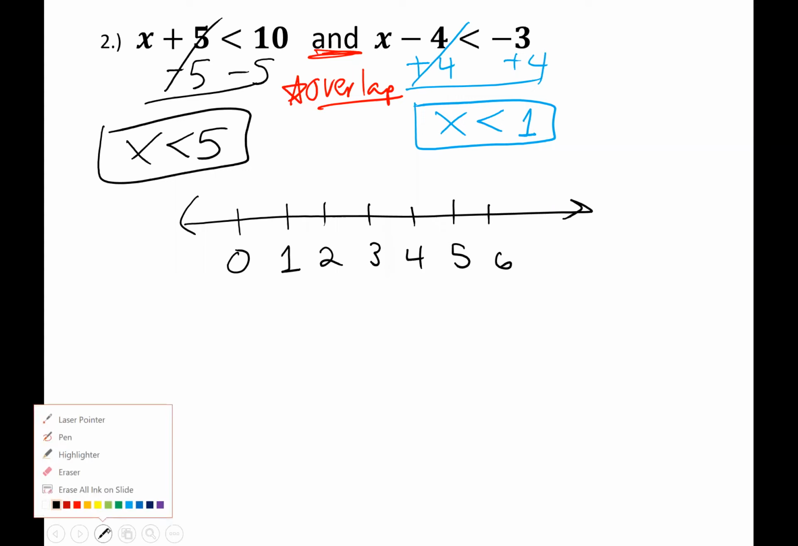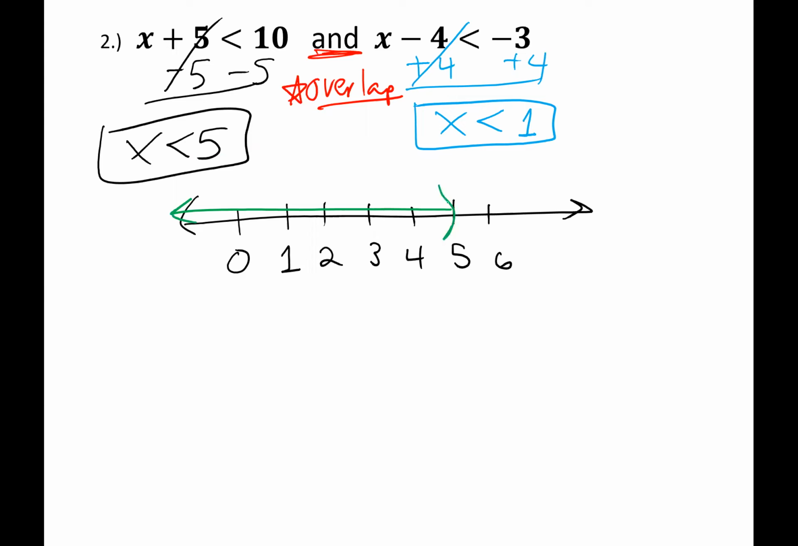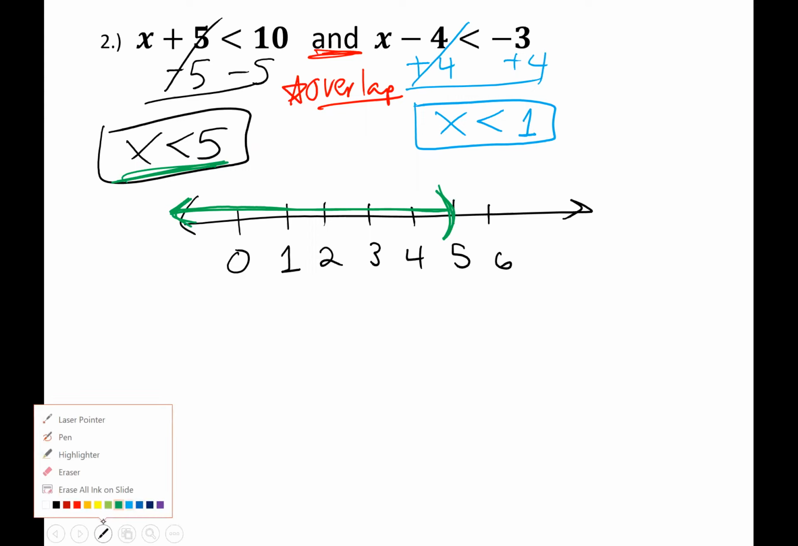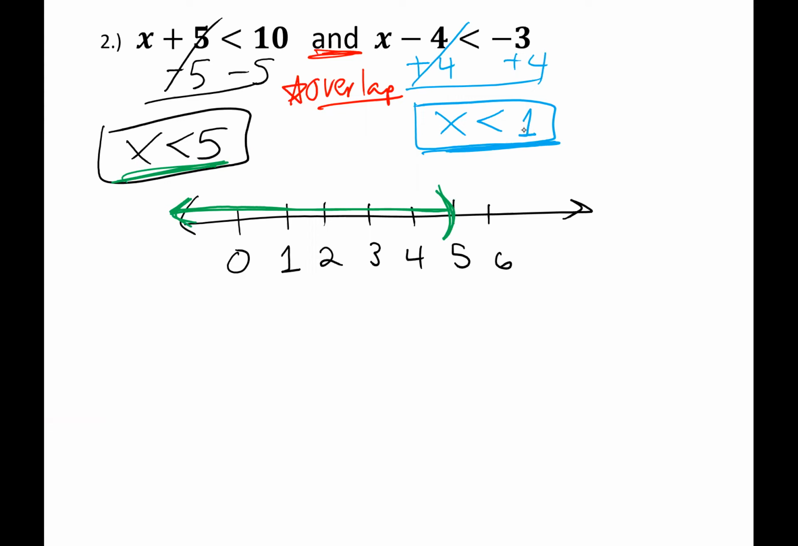Here's what we're going to do. For the first inequality, x is less than 5. Let's start at 5 on the number line. Less than means we're going to the left, and we're going to use parentheses. So I have parentheses facing to the left, arrow going to the left from 5. That's the first inequality. Next, I have x is less than 1. So for that one, we're starting at 1. I'm putting parentheses on the 1. It's less than, so once again, I'm going to the left.